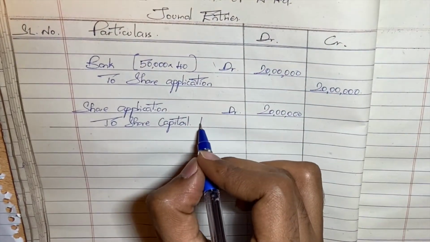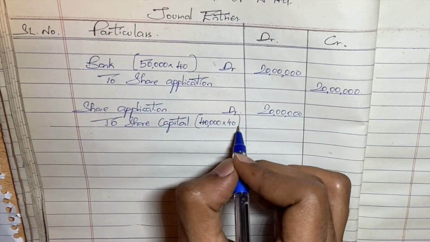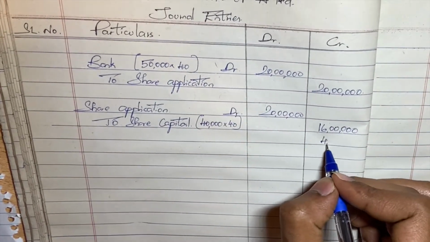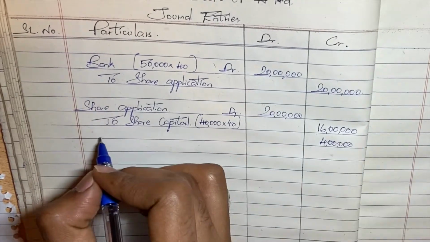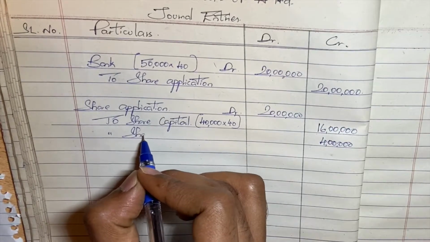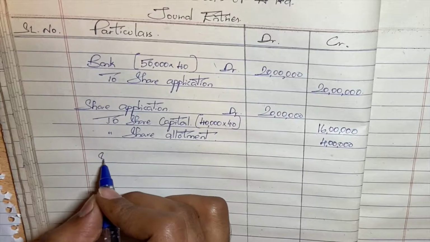Now we are going to transfer only 40,000 shares, right? So 40,000 into 40 will give us 16 lakhs, which means the remaining 4 lakhs goes to share allotment. So the excess money is adjusted against sum due on allotment. Okay, next journal entry is allotment money becomes payable.